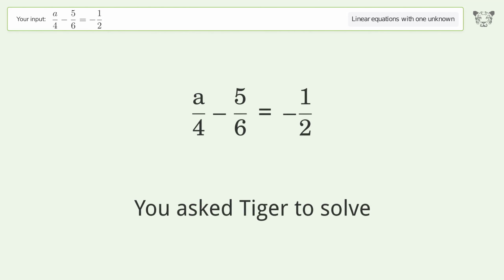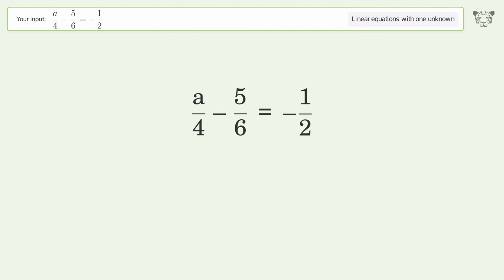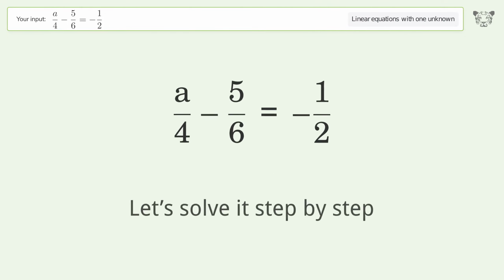You ask Tiger to solve. This deals with linear equations with one unknown. The final result is a equals 4/3. Let's solve it step by step.